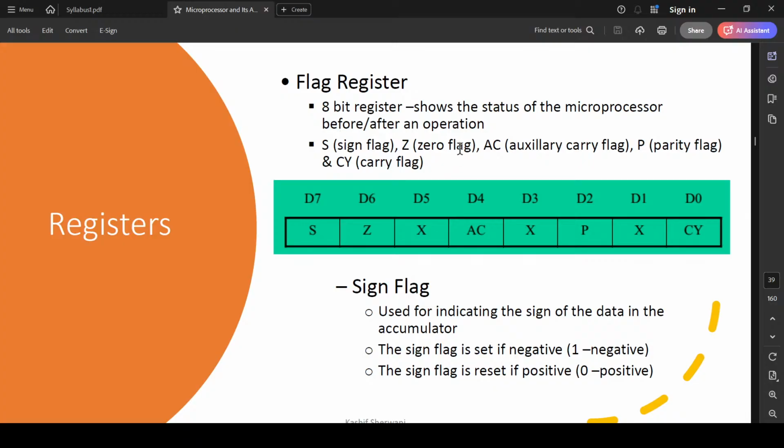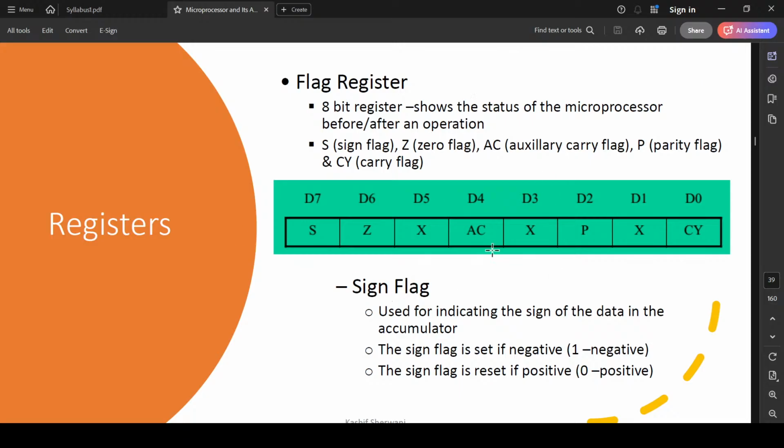We have sign flag, zero flag, auxiliary carry flag, parity flag, carry flag. Okay, what happens is, think like when you are doing a mathematical task. So 4 minus 1 will be 3. The sign will be, ignore this sign flag. The sign of the answer is plus 3 only.